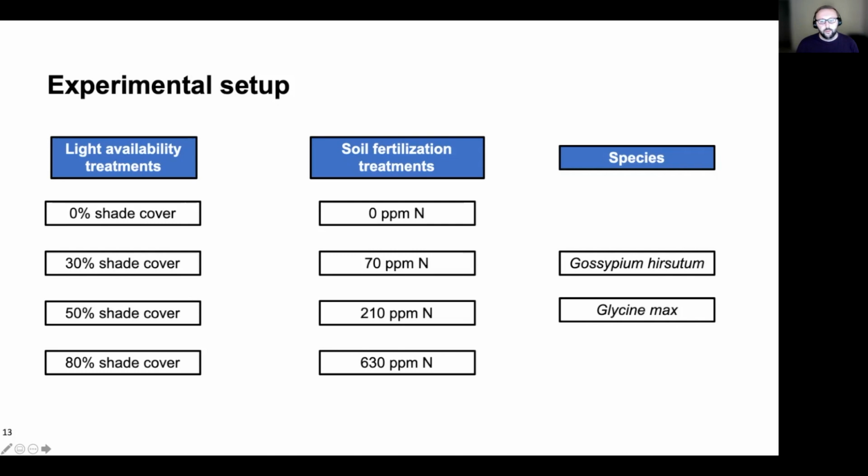In this experiment, we created the different light treatments using shade cloth, and different nitrogen fertilization treatments were created using a modified Hoagland solution. And I think it's also important to reference here that cotton is a woody perennial species capable of acquiring nitrogen via direct uptake or via associations with arbuscular mycorrhizal fungi, while soybean is a herbaceous annual species capable of acquiring nitrogen through direct uptake or through associations with nitrogen fixing bacteria.